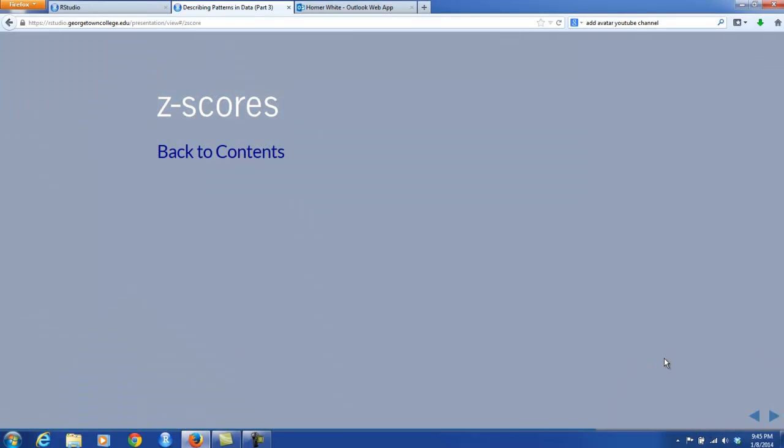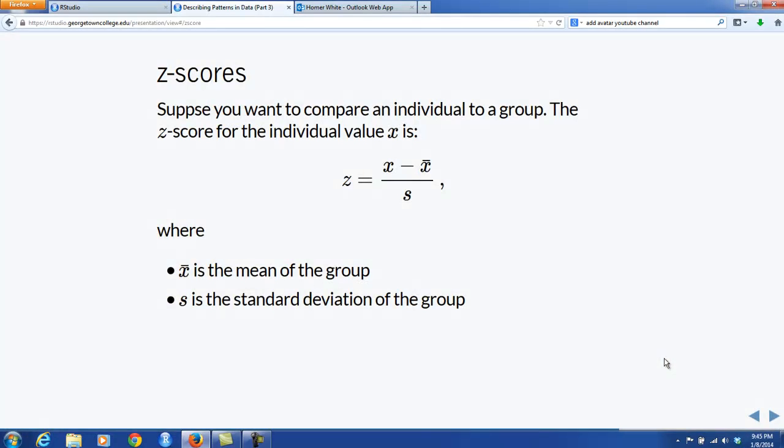In connection with the empirical rule, or the 68-95 rule, we have the notion of z-scores. Suppose that you want to compare an individual to a group. The z-score is a way of doing that. Now, the z-score for an individual data value, x, is simply the individual data value minus the mean for the group, that's what's in the numerator here, divided by the standard deviation for the group.